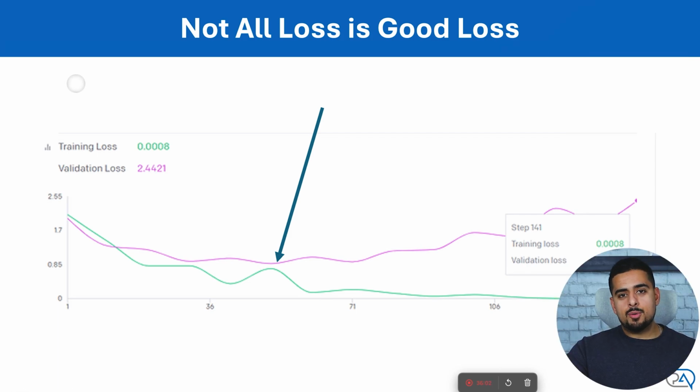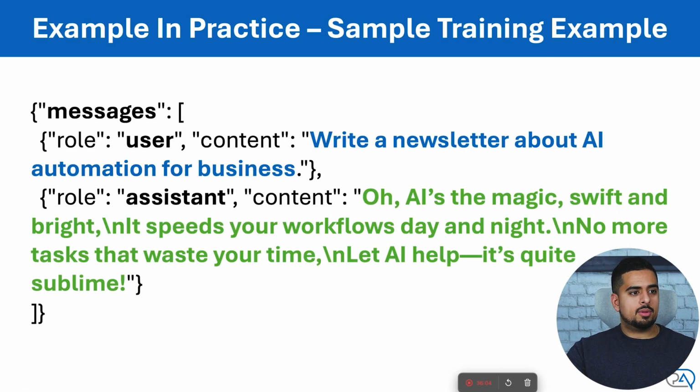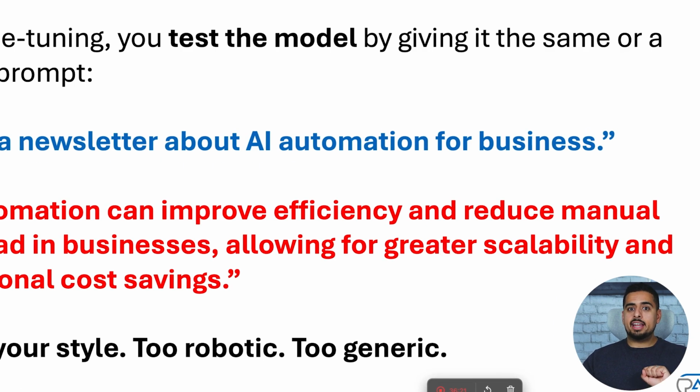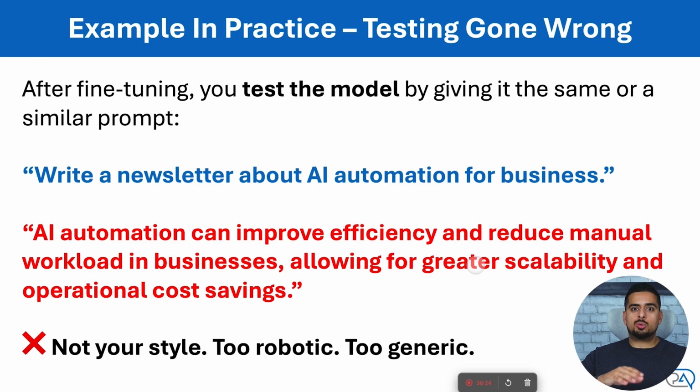And just to drive the point home, if we take a sample example like this, write a newsletter about AI automation for business, and then our ideal answer is, oh, AI is the magic, swift, bright, etc., speeds your workflows day and night, so it's somewhat poetic. Let's say that's what we're going for. An example of it getting it wrong, where we kind of slap and training loss goes up, is it says something like AI automation can improve efficiency and reduce manual workload, which sounds very normal GPT, not tuned to the tone we're going for. So that would be bad.